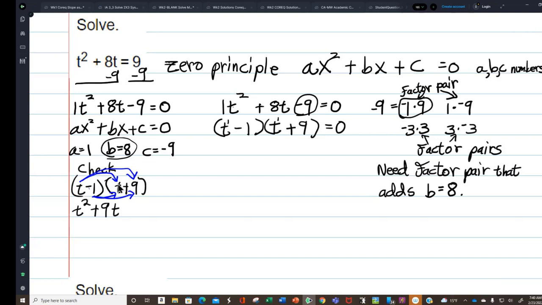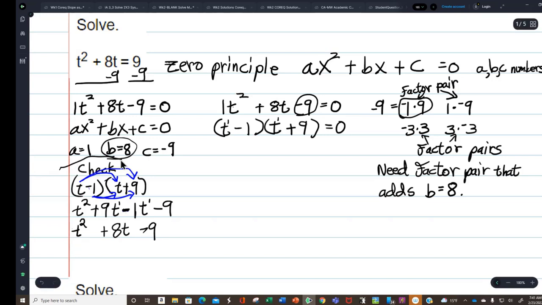So that gives me t squared plus 9t minus 1t, minus 9. These are like terms. They're both t to the 1 power, so I can combine them. If I have 9 t's and I take away 1 t, I'll have 8 t's left, plus 8t minus 9. So yes, I factored correctly. I'm just doing a check here to make sure. It's always a good idea to check yourself.